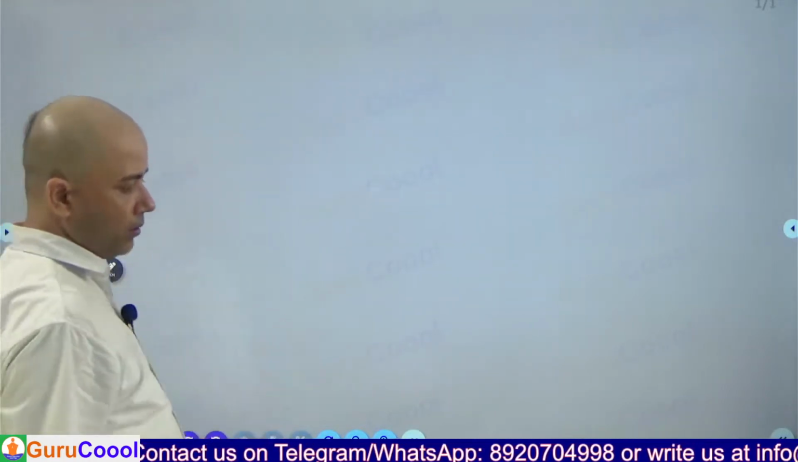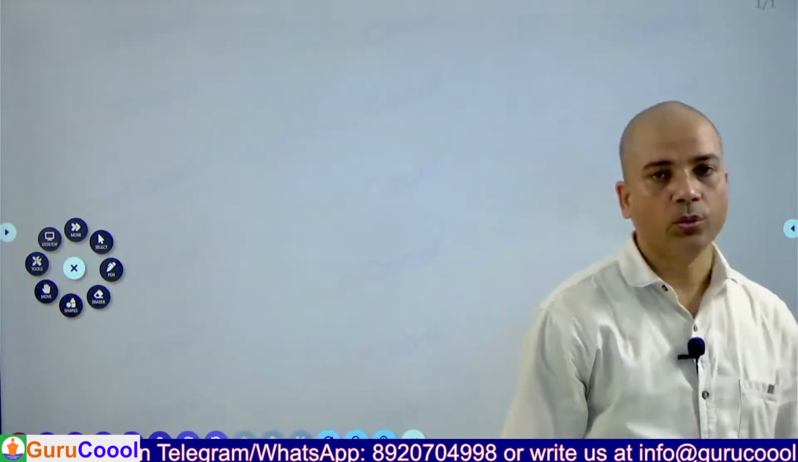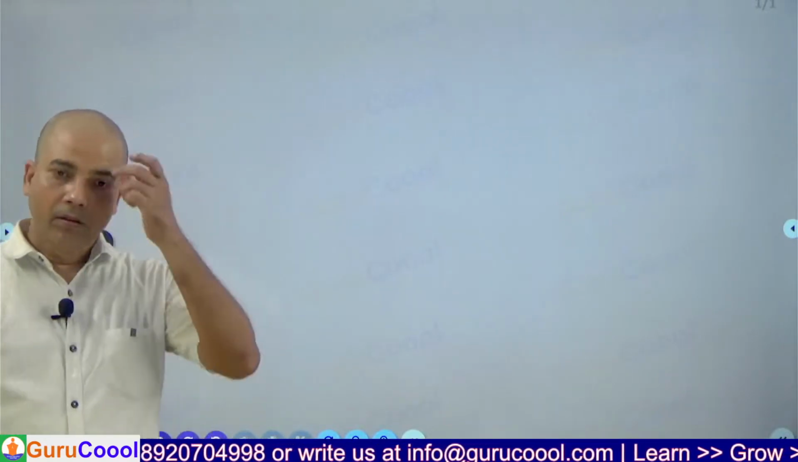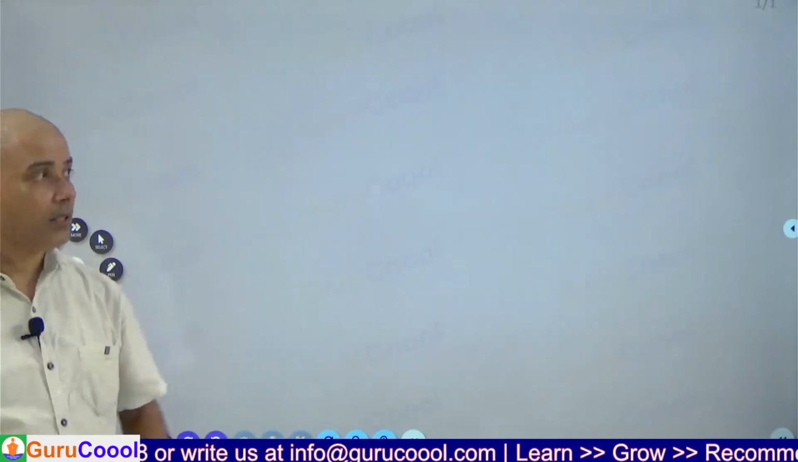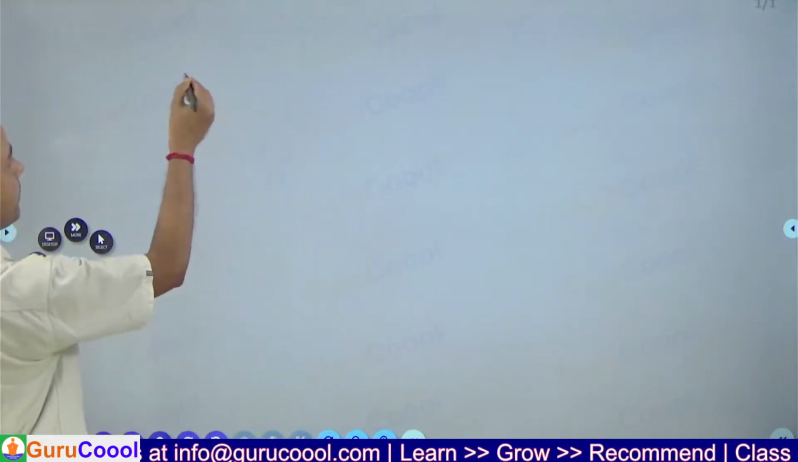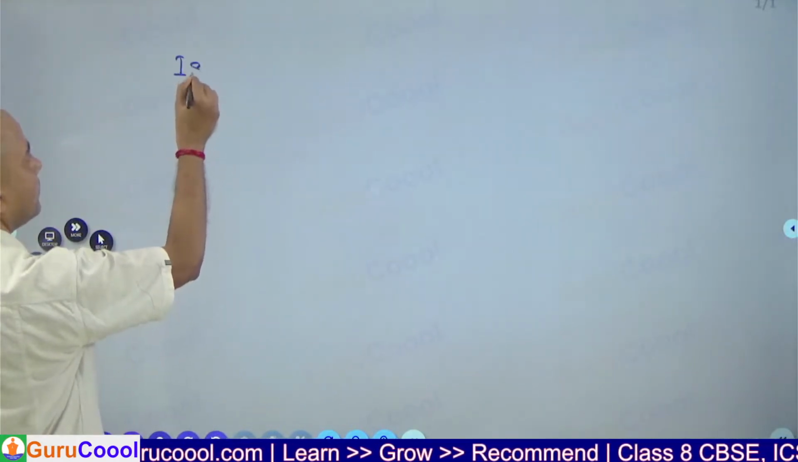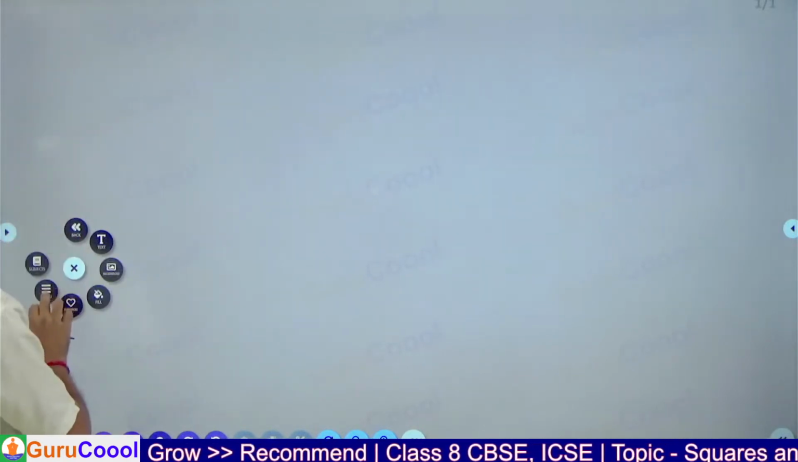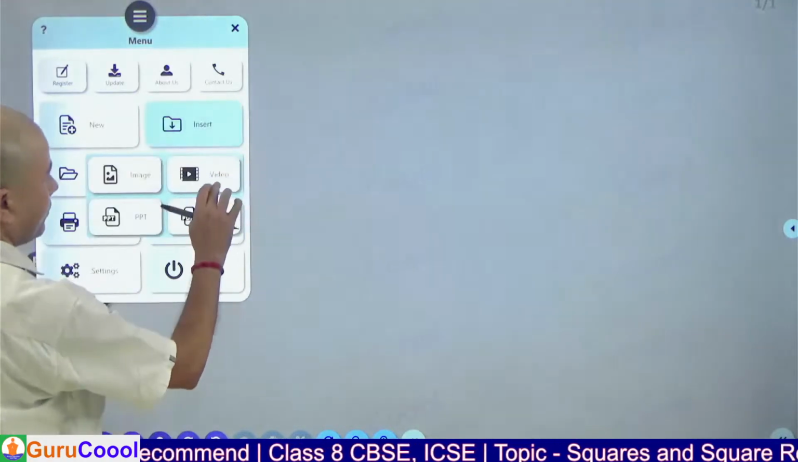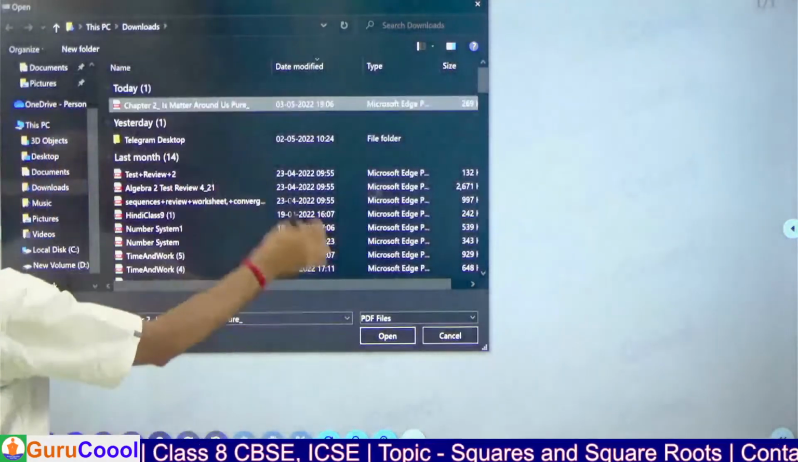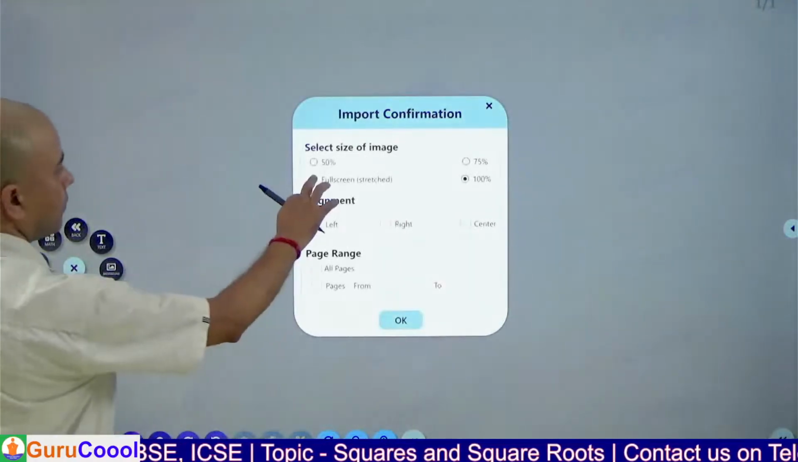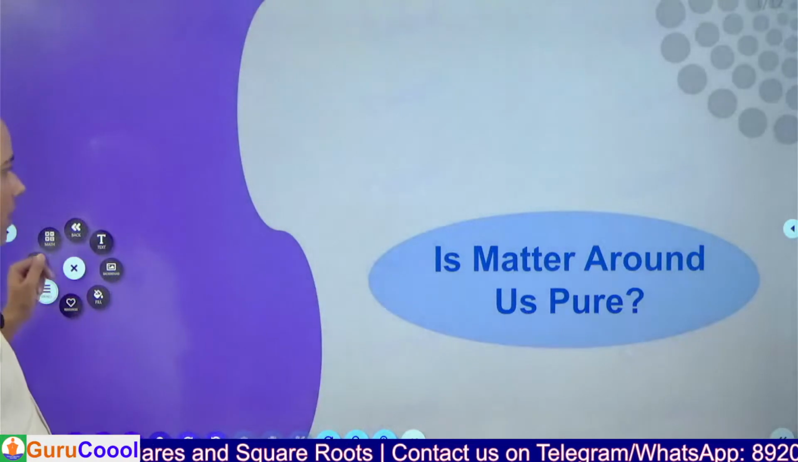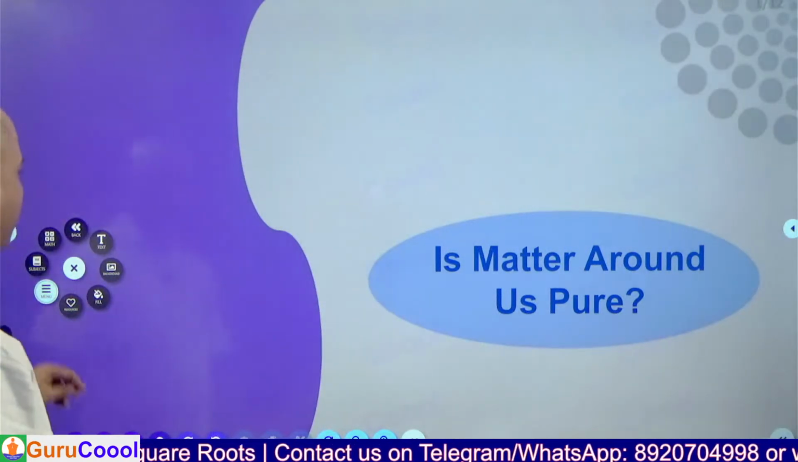Okay. So we are going to do chapter 2. We started already, this is not for the first time. We started chapter 2, right? Is matter around us pure?